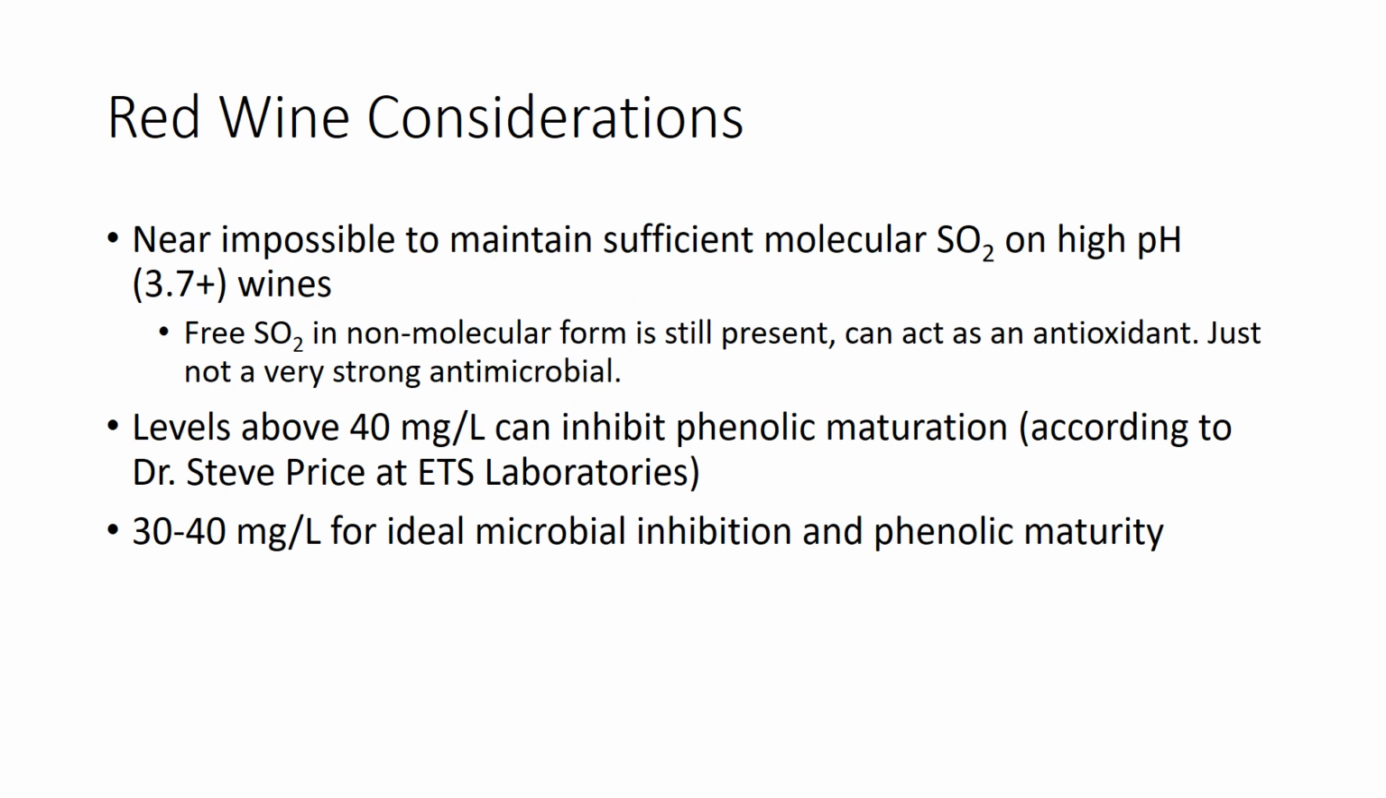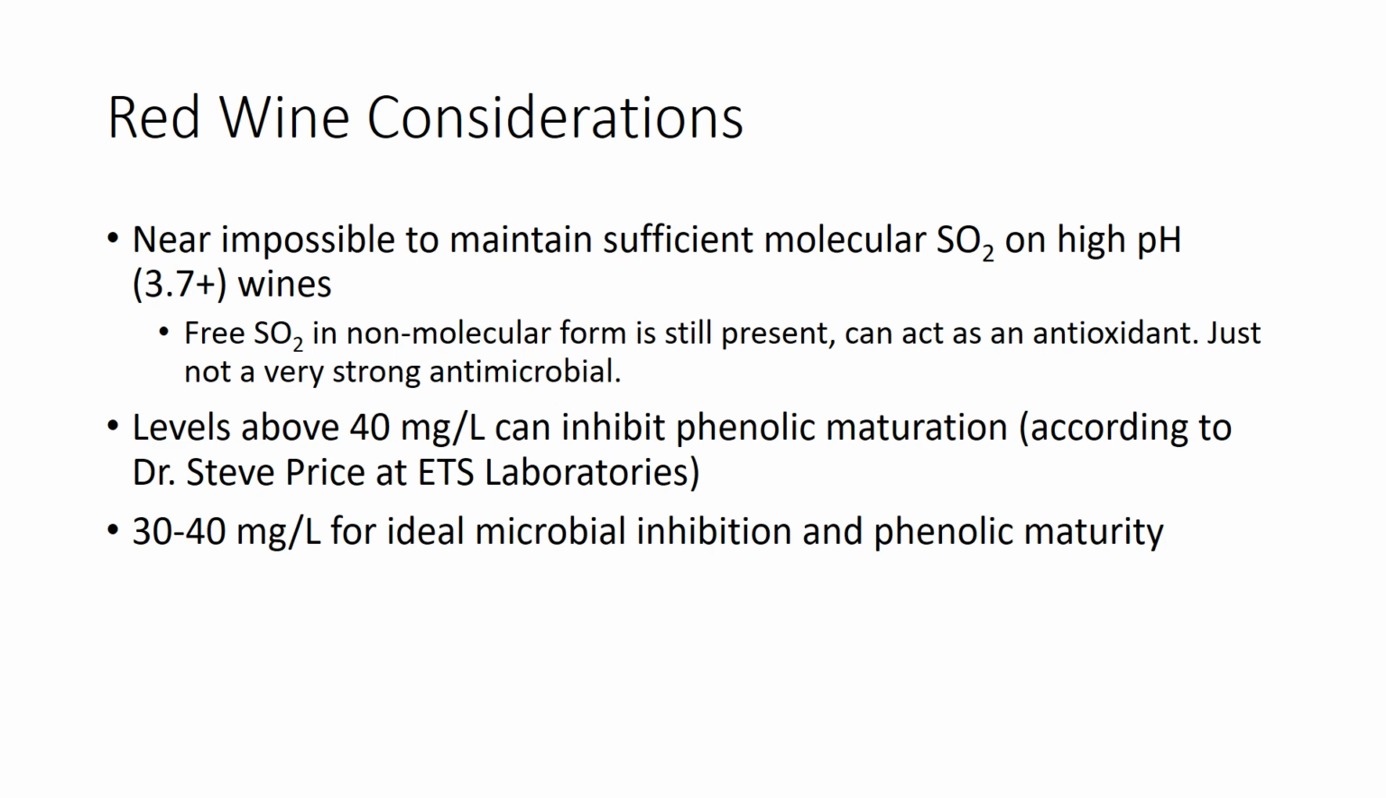Like I said before in the pH consideration section, it's nearly impossible to maintain sufficient molecular SO2 at high pH, which is north of 3.7. So free SO2 in a non-molecular form is still present and active in the wine. So it's acting as a decent antioxidant, but that molecular SO2 form, which is the gas form, is a really good antimicrobial, because once it's in that small teeny gas form, it can slip right into a yeast cell or a bacteria cell and kill it. So these high pH wines still have decent antioxidant activity, but they don't really have strong antimicrobial activity from their sulfur dioxide.